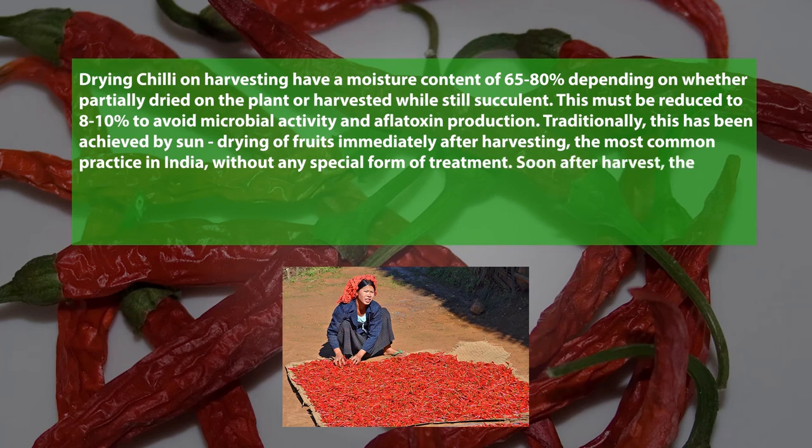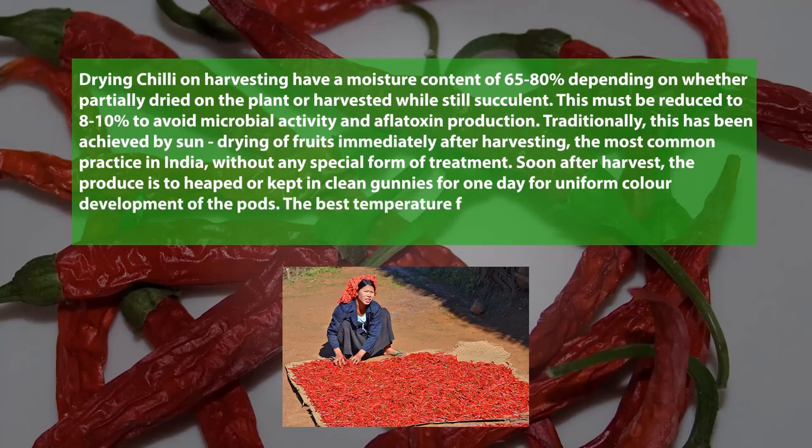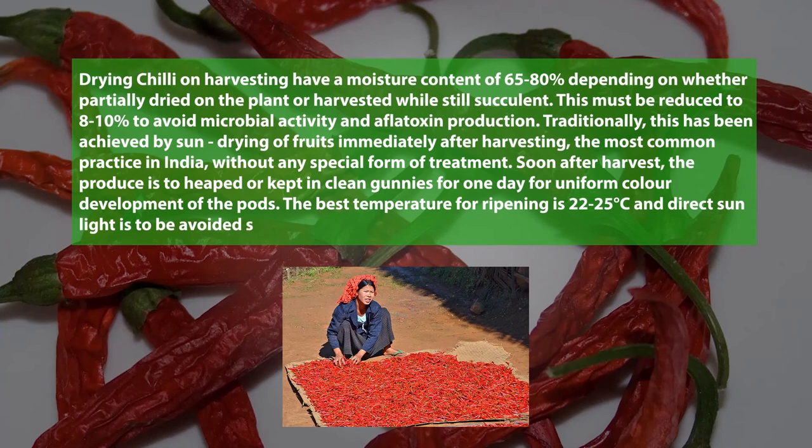Soon after harvest, the produce is to be heaped or kept in clean gunnies for one day for uniform color development of the pods. The best temperature for ripening is 22 to 25 degrees, and direct sunlight is to be avoided since this can result in the development of white patches.